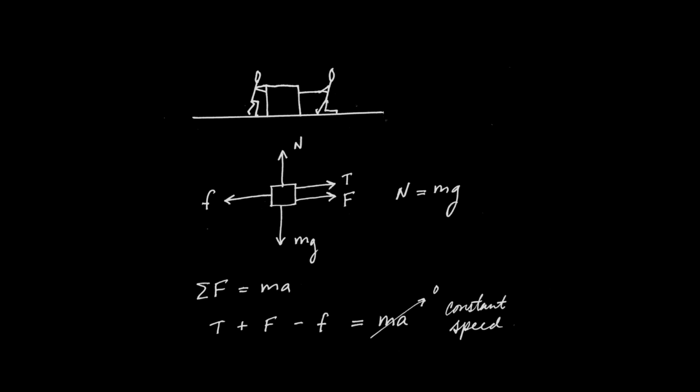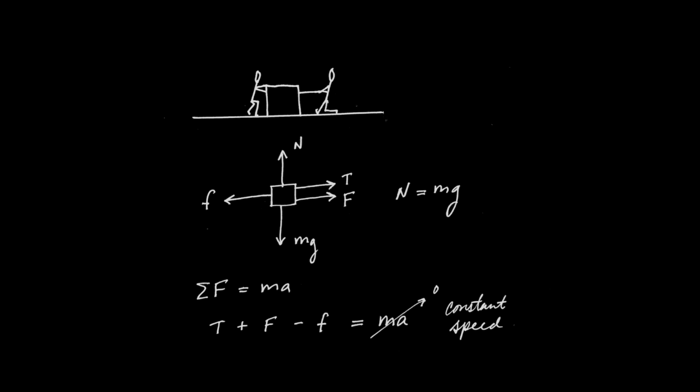I draw a box, and I draw all the forces that act on the box. Certainly the box has weight, mg, directed downward. It's sitting on the floor, and so there's a normal force directed upward. There are two forces directed to the right. One is the fellow on the left who's pushing it to the right, and the other is the fellow on the right who's pulling it to the right. Both of those influences act to the right.